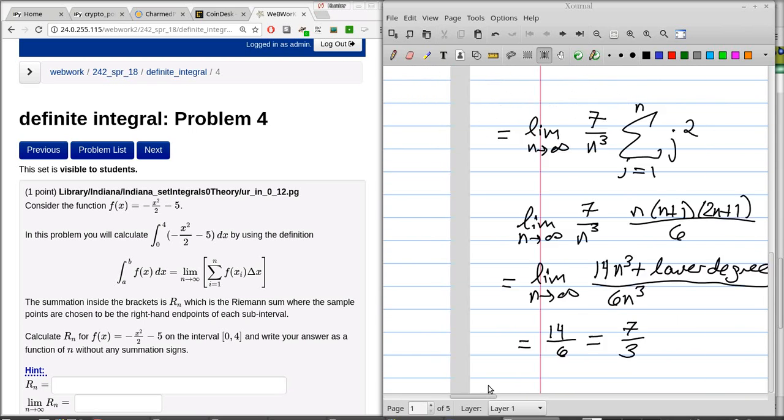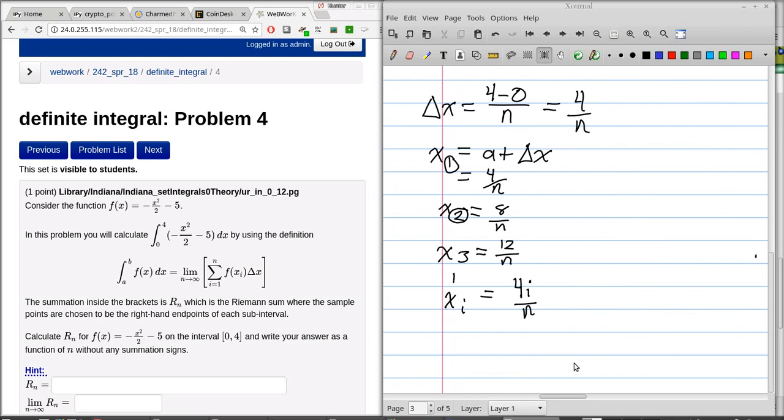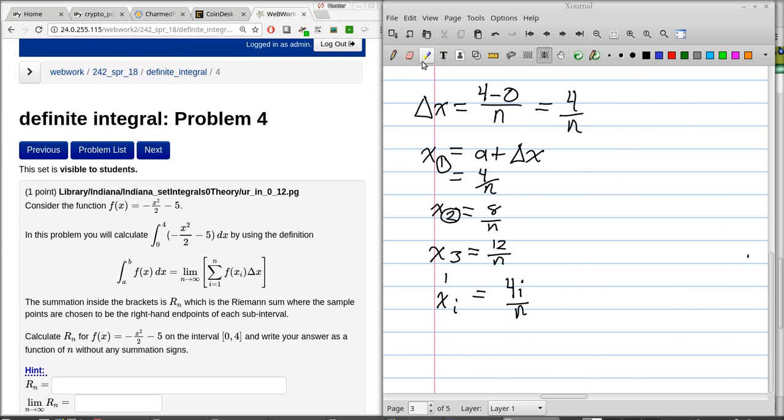Oh, it took me all the way back to page 1. Here's where we were. Anyway, so there's xi, and we need f of xi, and we know that f is this silly function. So f of xi is going to be 4i over n plugged into negative x squared over 2 minus 5. So that is minus 16 i squared over n squared. That was the square. And there's the 2 down here. And minus 5.